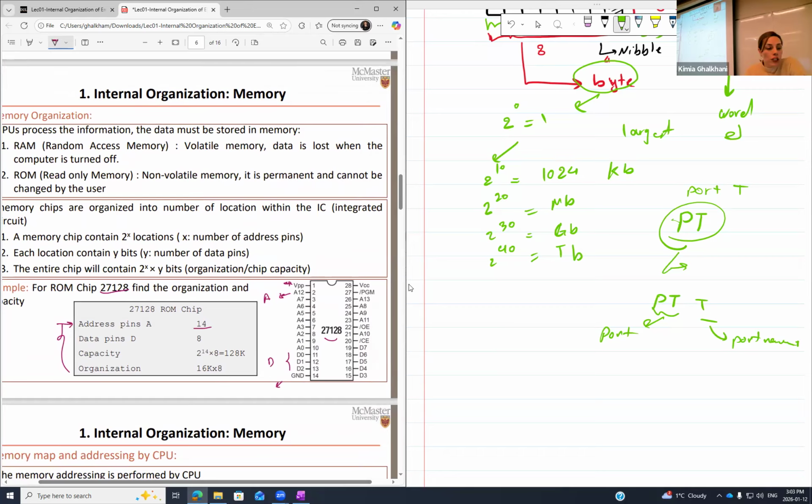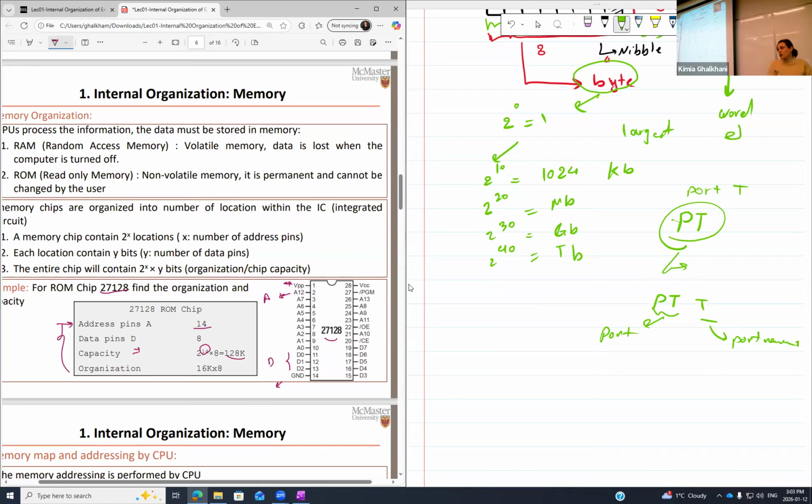It's coming from the manufacturer. This one has like 14 A pins, and then I have 8 D pins. Now you know what D is and what A is. If you want to calculate the capacity, it is 2 to the power of A pins times 8, and that is going to give you the capacity of this chip.